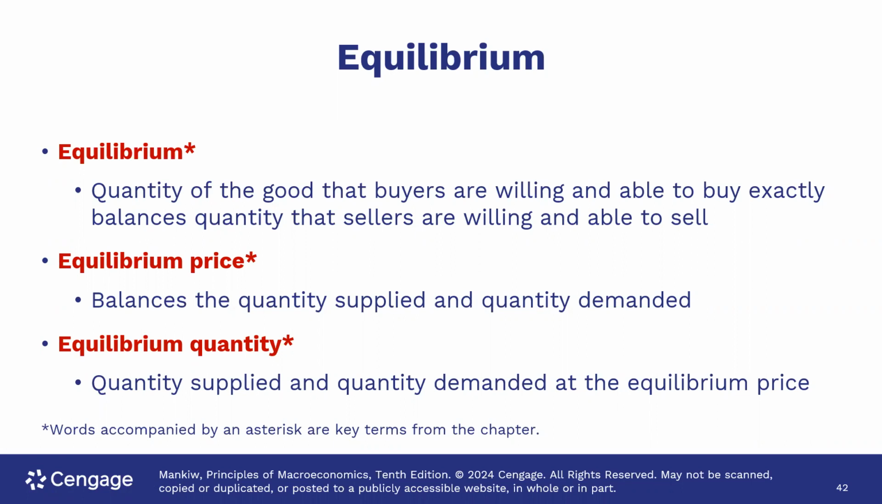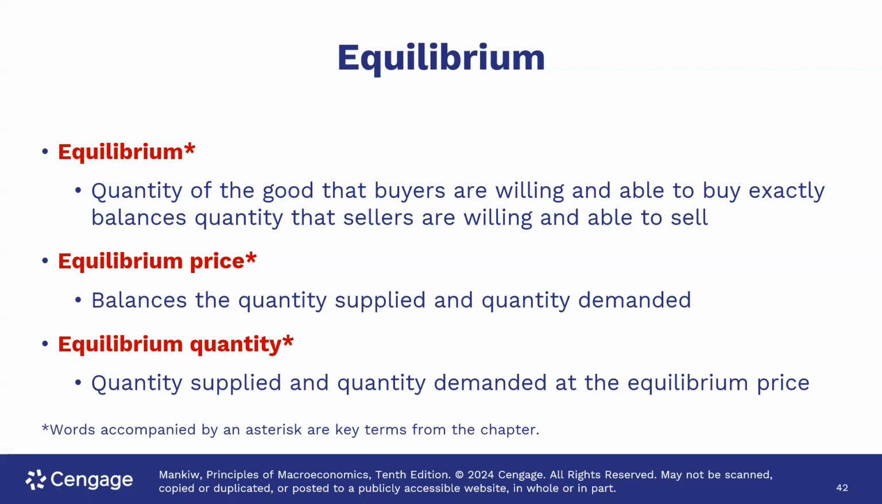So the equilibrium is where the quantity of the good that buyers are willing and able to buy exactly balances the quantity that sellers are willing and able to sell. All right. So here it means that buyers are willing to buy a certain quantity, and the sellers are willing to sell a certain quantity, and those two quantities are exactly the same at the equilibrium price. Okay, so we can call that a kind of magic.